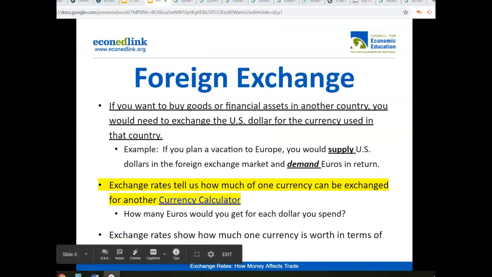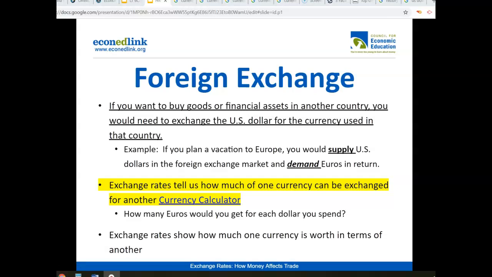Okay, so then when we want to buy goods or financial assets in another country, we use the foreign exchange. So we need to exchange our US dollar for the currency used in that country. So let's say we're going to go to Europe. We would supply US dollars in the foreign exchange market and demand euros in return. What I did when I went to Europe the last time is I went to my local bank and I asked them to take $500 that I had in my account and to convert that to euros, so that I could bring them with me to Europe.